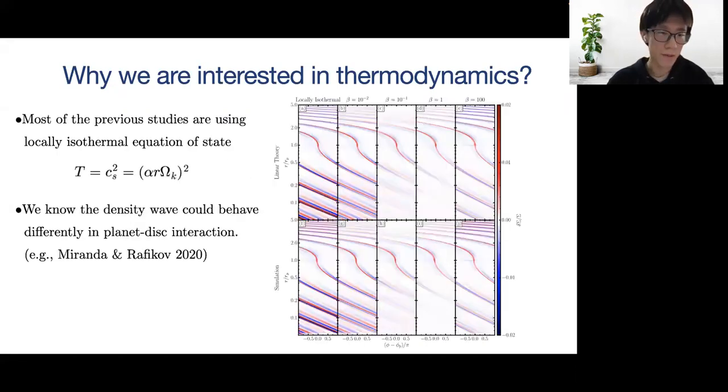Another reason we wish to study the role of thermodynamics is because recent work by Miranda and Roman Rafikov found that the density wave can behave very differently in planet-disk interactions. As you can see, this is a perturbed density profile in planet-disk interaction. When the cooling time is different, the density wave behaves very differently, especially exhibiting strong dissipation when the cooling time is proportional to the local Keplerian timescale.